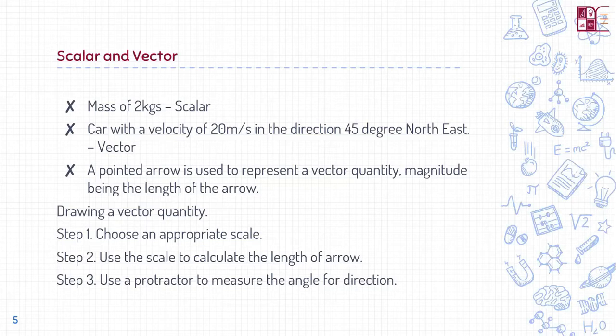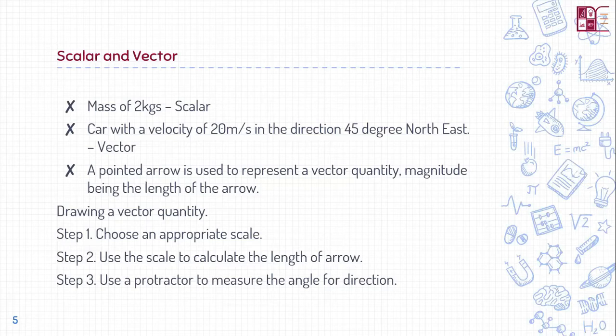Vector quantity. Now, a pointed arrow is used to represent a vector quantity, with the magnitude being the length of the arrow. When you're making vector diagrams, you have to make sure that you predetermine a scale for it. So you've got to choose an appropriate scale, which could be 1 Newton for 1 centimeter or 2 Newton for 1 centimeter, whatever fits the board, taking into consideration what the question is. You can determine an appropriate scale for it, and then use that scale to draw the length of the arrow. That length of the arrow is the magnitude.